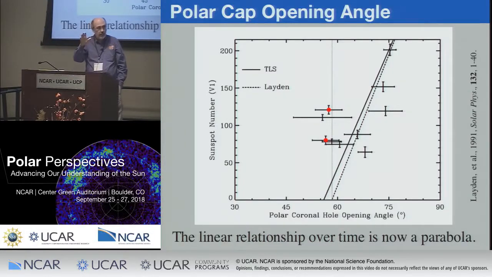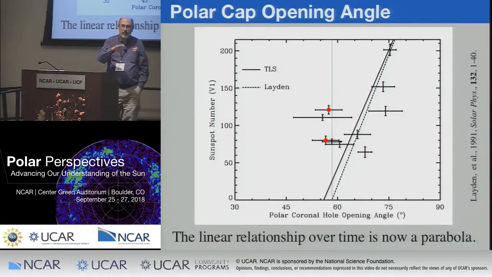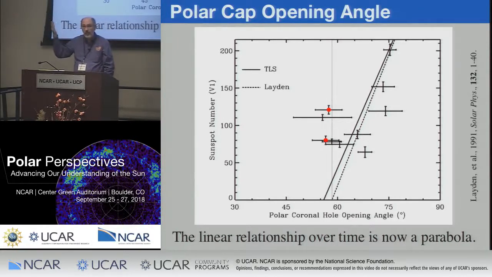So don't look at the 2 red points. Okay, you're looking at the red points? Okay, look at the others. Those are the original points Layden put up, and he gave a fit, which is that dashed line that relates the activity in the next cycle to the area, the opening angle in this case, of the polar coronal hole. And I said, that's pretty cool.